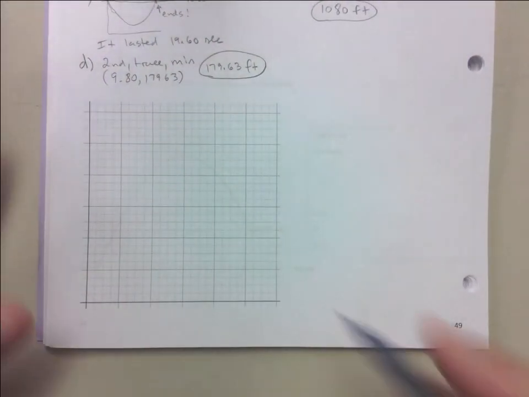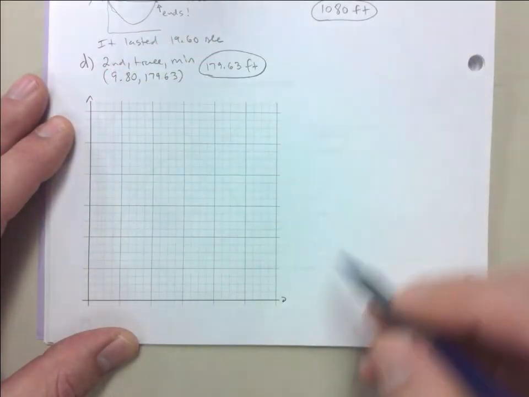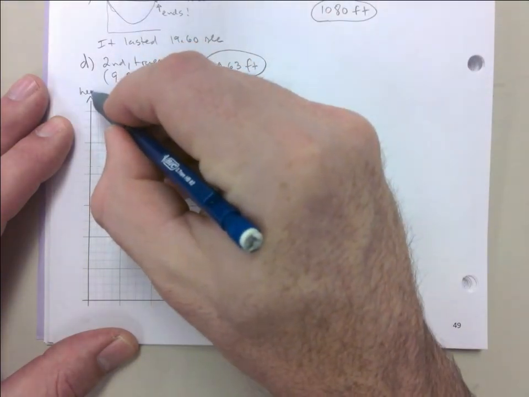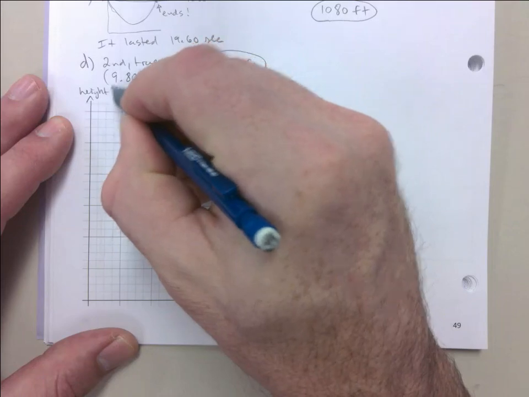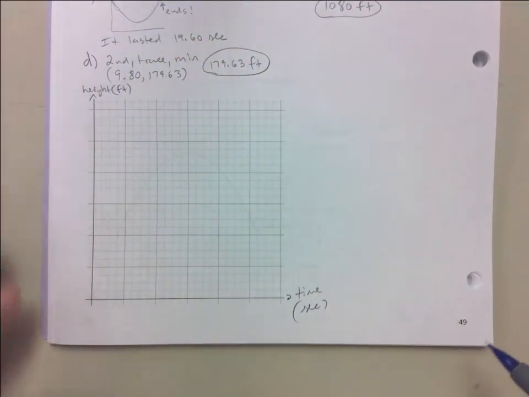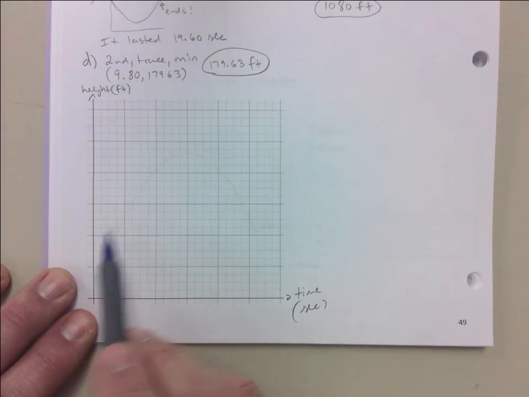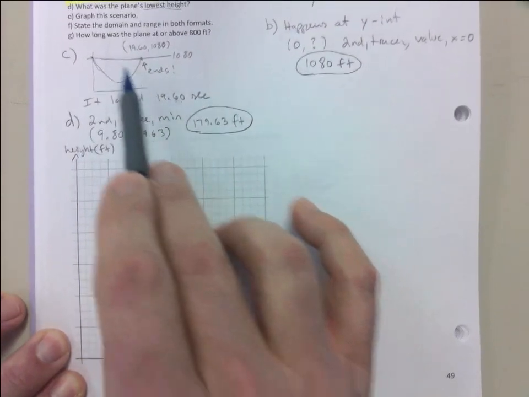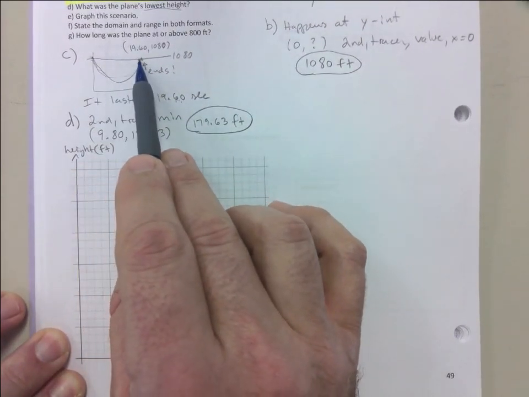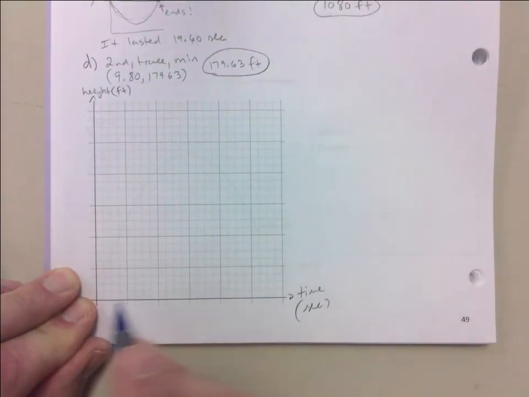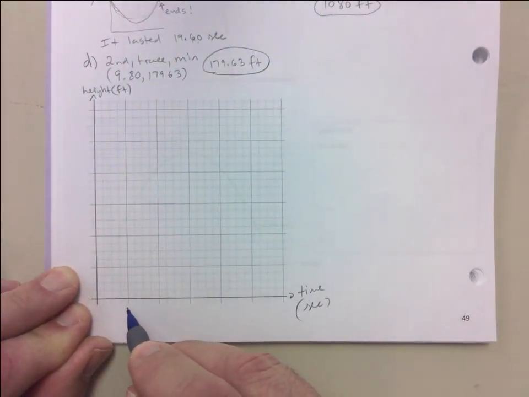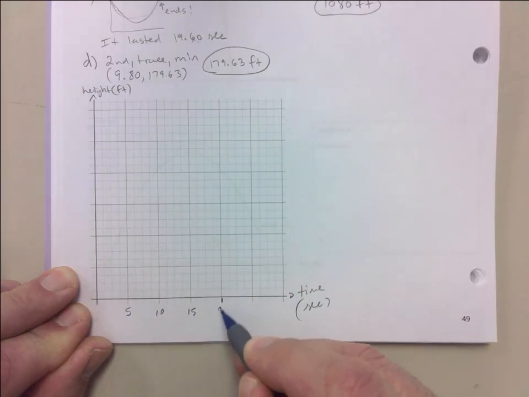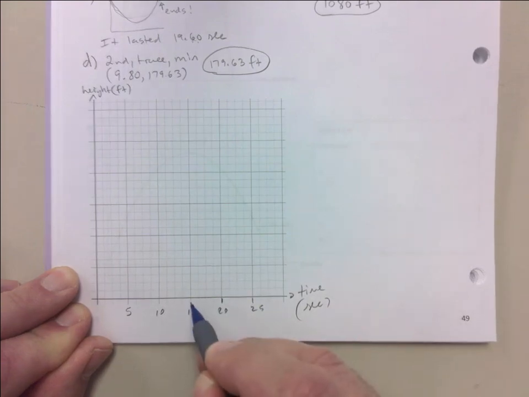So, what do you need for a good graph? Labels. So this is time in seconds. This is height in feet. Right? And I know that the stunt ends after 19.6 seconds, right? Right here. It ends when it goes back to that initial height. So I need to make sure I have enough room for that. So I'm going to try this. 5, 10, 15, 20, 25. That'll work pretty good.